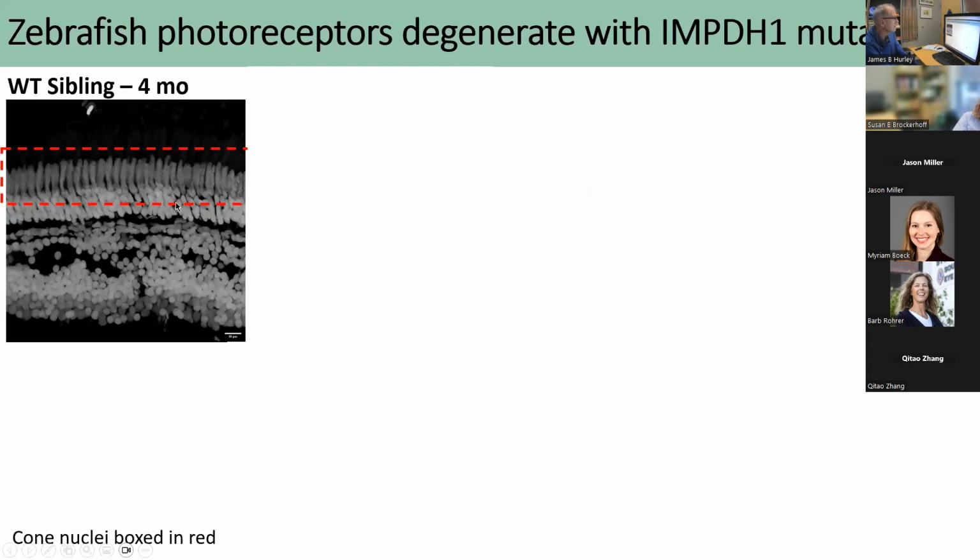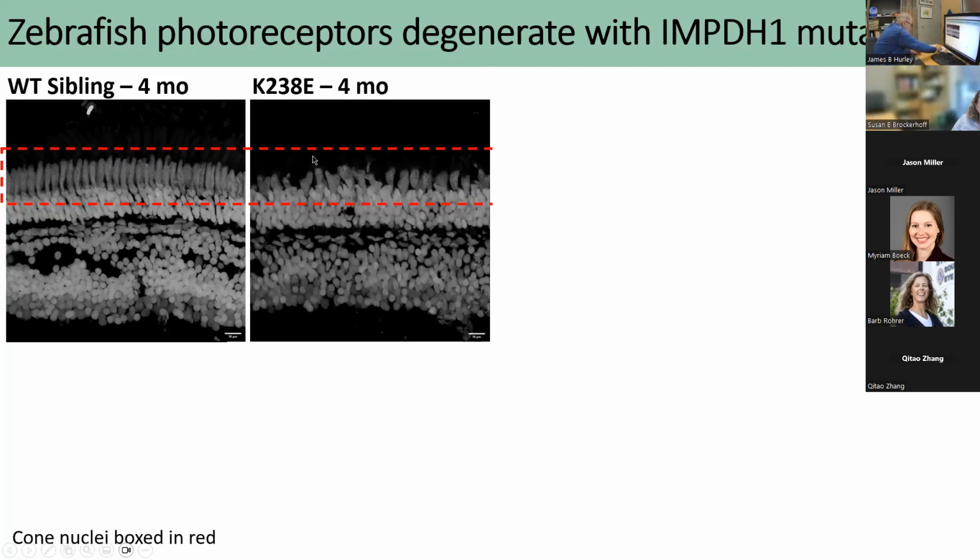And so our first question: does this recapitulate human disease? Do we see any signs of degeneration? Here's just a wild type fish, about 4 months old. You can see the cone nuclear layer here. It's looking very nice. K238D at 4 months, we're starting to see very severe degeneration of those cones.